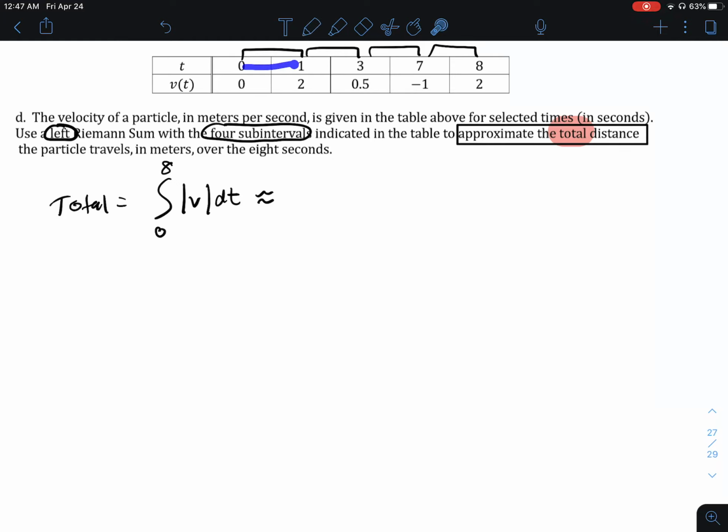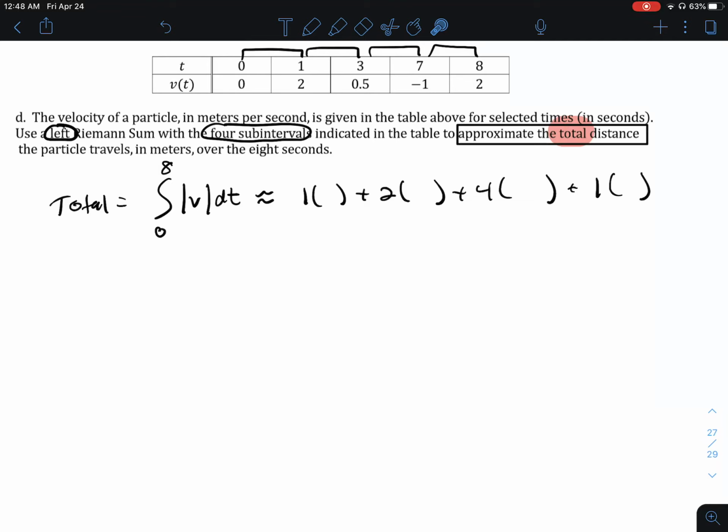So from 0 to 1 is 1, and we're going to have to multiply that by the height, plus 1 to 3 is 2. We're going to multiply that by the height, plus 3 to 7 is 4. We're going to multiply it by the height, plus 7 to 8 is 1. We're going to multiply it by the height.